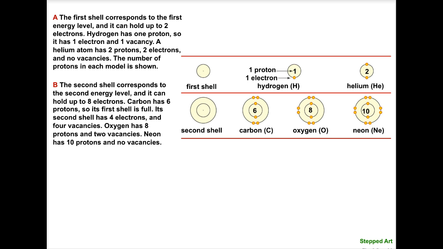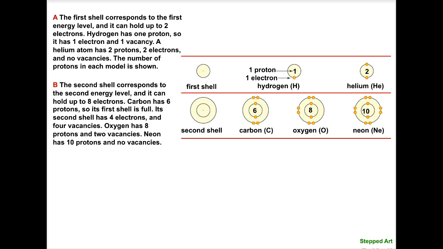Oxygen has 6 electrons on its second shell, and because it has 6, it needs 2 more to become stable with 8. And neon, having 8 in its second shell, is considered to be stable, and it is a noble gas, and it will not react.